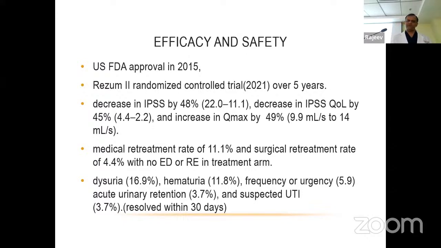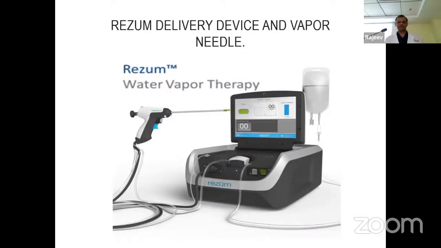As compared to TURP, the medical retreatment rate is 11.1%. The surgical retreatment rate was 4.4%, with no erectile dysfunction or retrograde ejaculation in the treatment arm. Minor temporary complications like dysuria, hematuria, frequency, and urgency are seen with this technique. This is the Rezum delivery device and vapor needle.